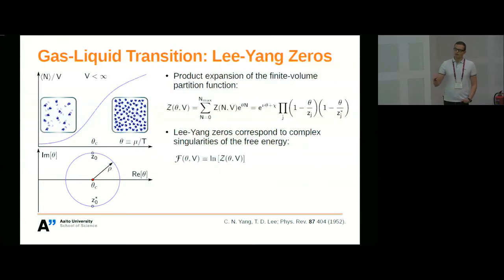Okay, so what does that show us? As long as the system is finite, the Lee-Yang zeros are offset from the real axis, so we have a finite range where the free energy is analytic. Consequently, we cannot observe a sharp phase transition in the finite system, but we have a smeared out transition which somehow looks like that. Okay, so far so good.